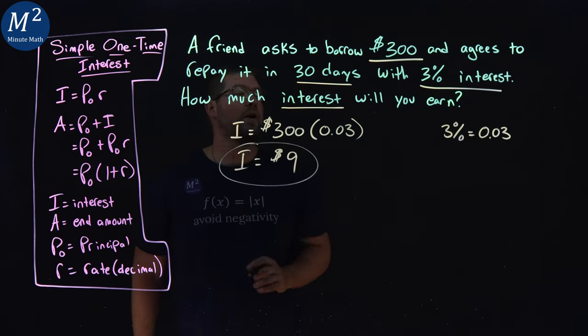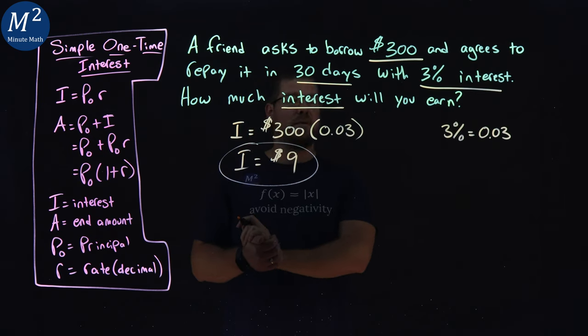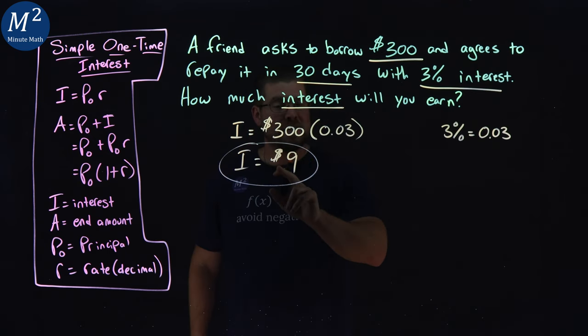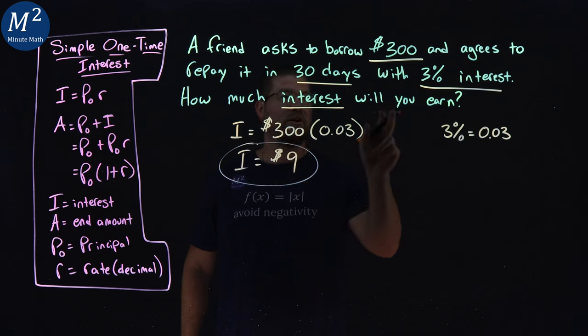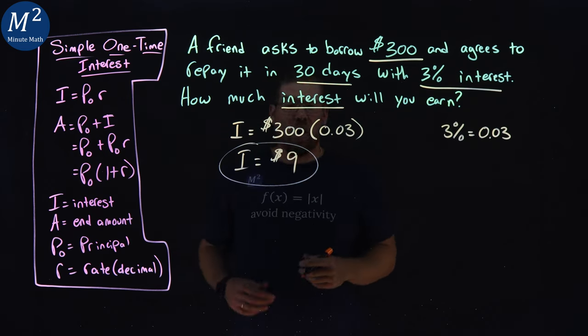So if you loan your friend $300 at a 3% interest rate and a simple one-time interest payment, you will earn $9 in interest. Key, again here, or how much interest will you earn? I hope you learned some math here.